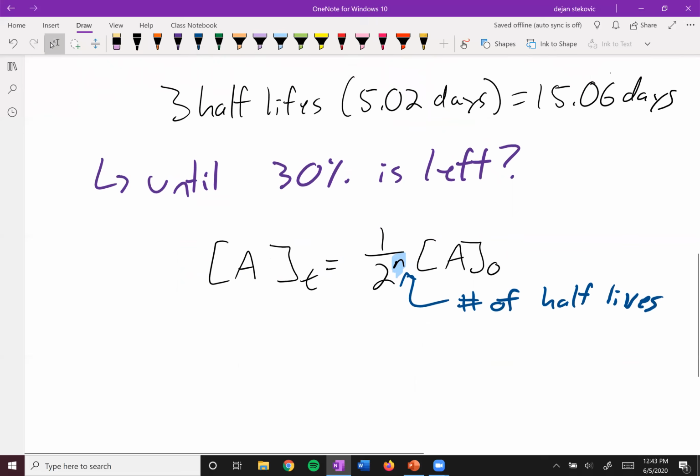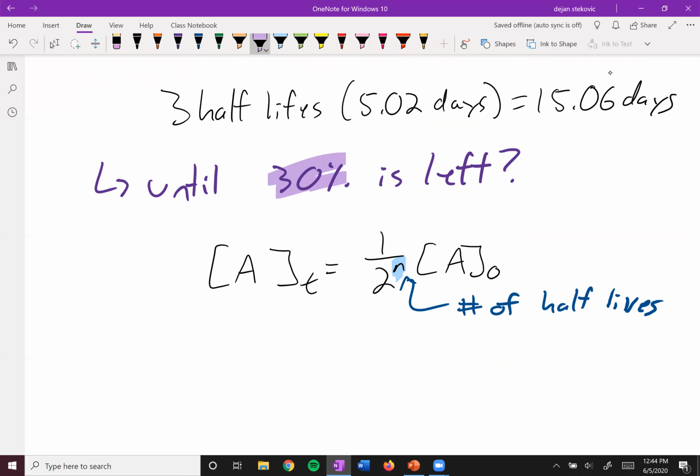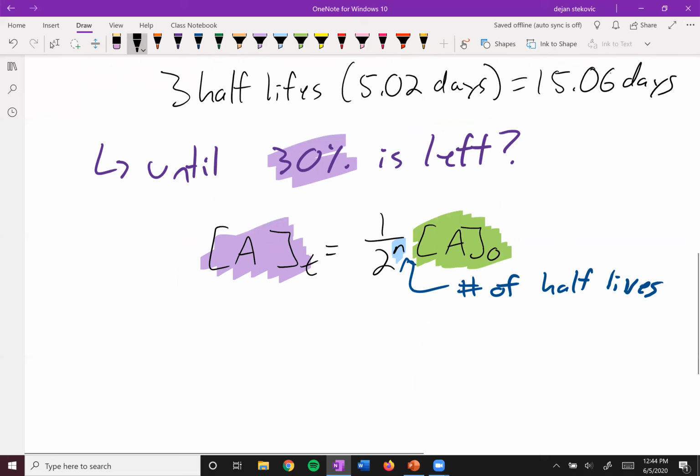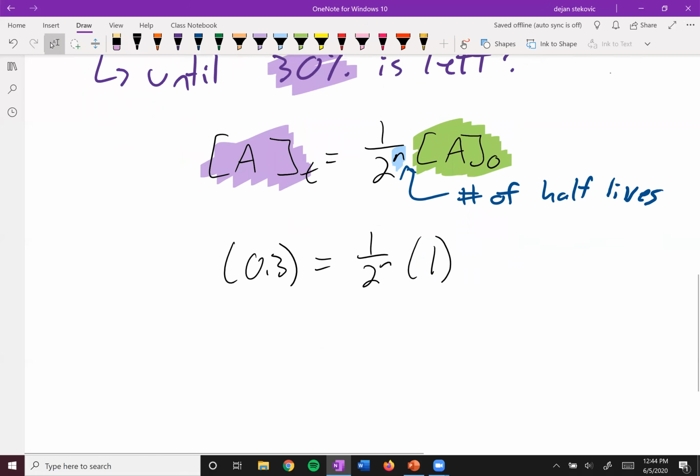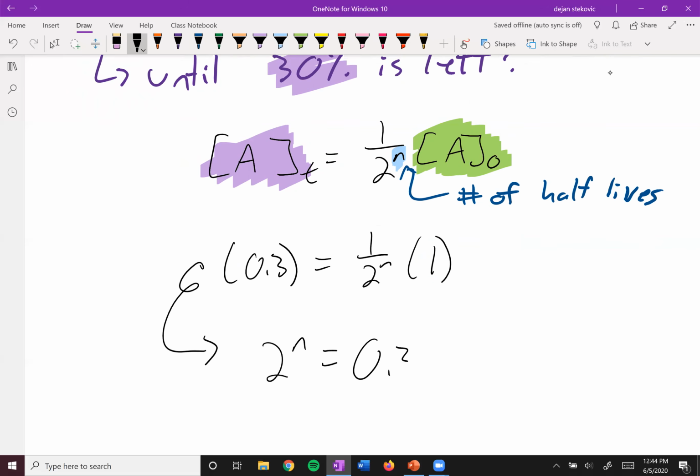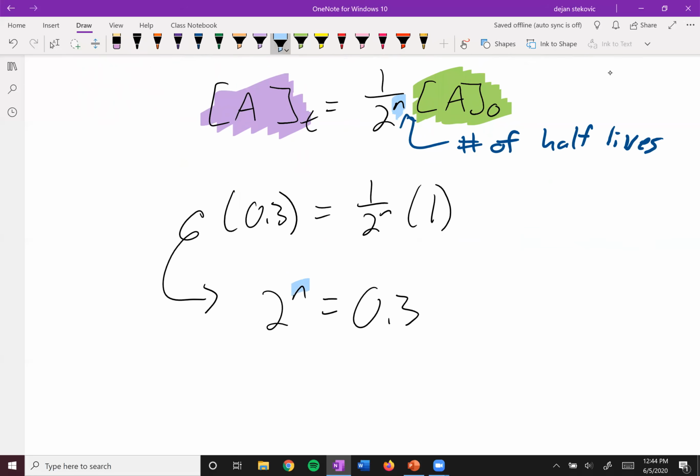We want to know how much time until 30% is left, so we can plug that in here. The other trick is to know that if 30% is left, then 100% was originally there. You can plug these in as decimals or percents, it doesn't matter. I just usually do decimals. So 0.3 is equal to 1/2 to the n times 1, that's 100%. Then we can reorganize this equation to get 2 to the n is 0.3. And then we have to solve for our n.